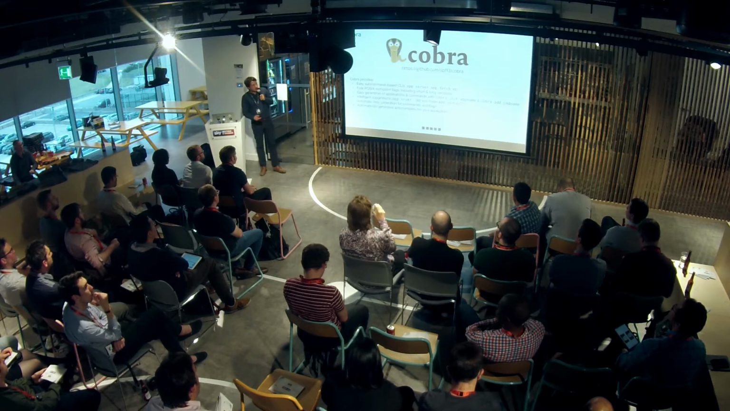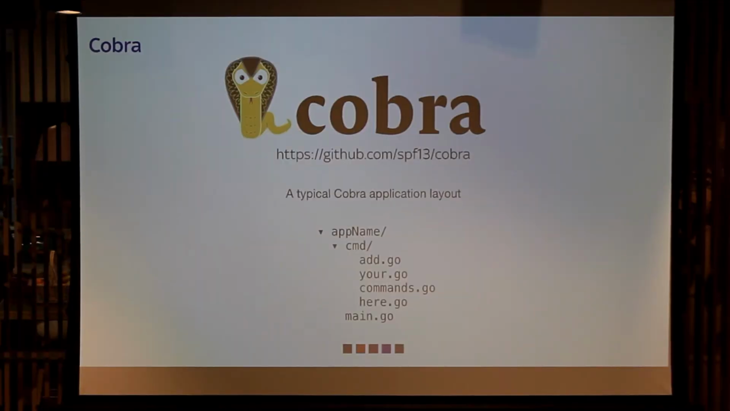So what does a typical Cobra application look like? It looks a little bit like this. This is a typical directory structure for a Go and Cobra-based application. So you have a containing folder called app name, a subdirectory in there called CMD, and inside there you have one Go file for each of your subcommands. Pretty simple.